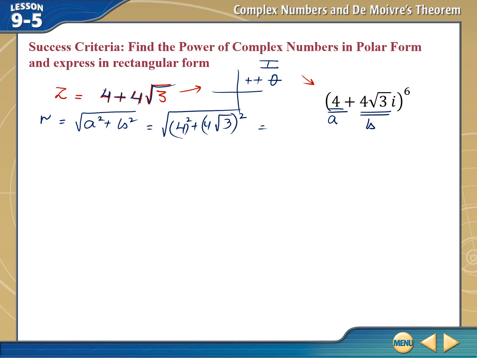So here let's see in the calculator and check what you get. So pause the video and see what you get by solving. So 4 squared means 16, and plus (4 square root 3) squared means 16 times 3, that is 48.